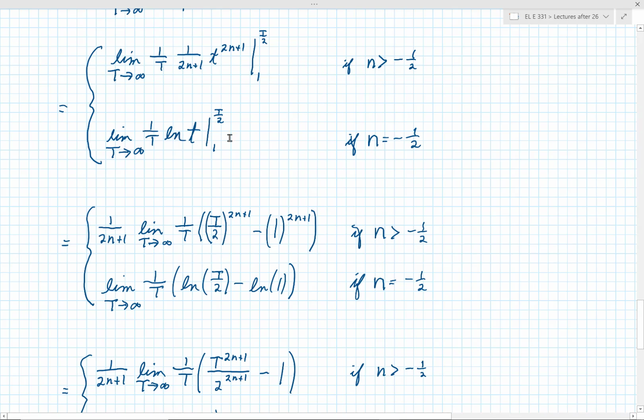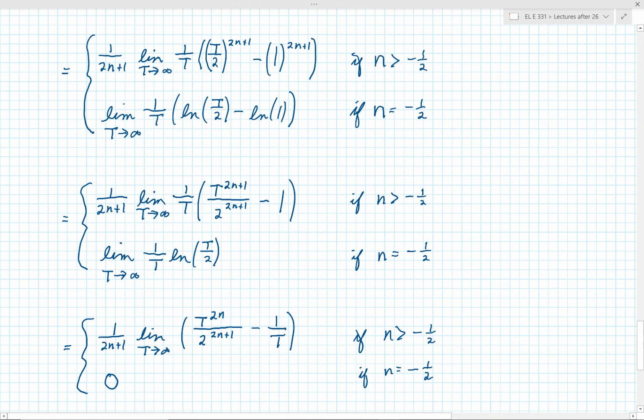On the other hand, when we look at this second term, we will get limit as t goes to infinity of 1 over t, log of t over 2 minus log of the lower limit, which is 1. And now, for this upper expression, all I've done in going from here to here is just to observe that t over 2 raised to the 2n plus 1 power is the same thing as t to the 2n plus 1 divided by 2 to the 2n plus 1. That's the only thing I've done in going from there to there. And the only thing I've done in going from here to down here is to make the observation that the log of 1 is 0. So I can drop that out.